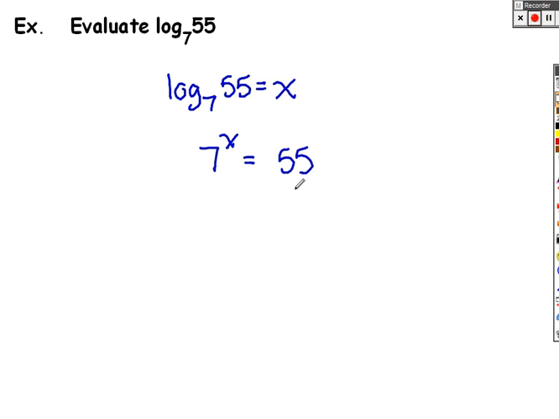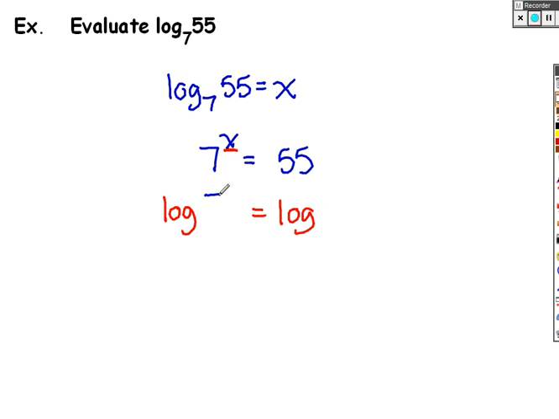Well, now I don't know what this is. 7 squared is 49, so x might be something a little bit over 2, but without using my calculator, I can't really solve this. So how do I free up x in the exponent? Well, if x is in the exponent and I want to solve this, I should just be able to take the log of each side.